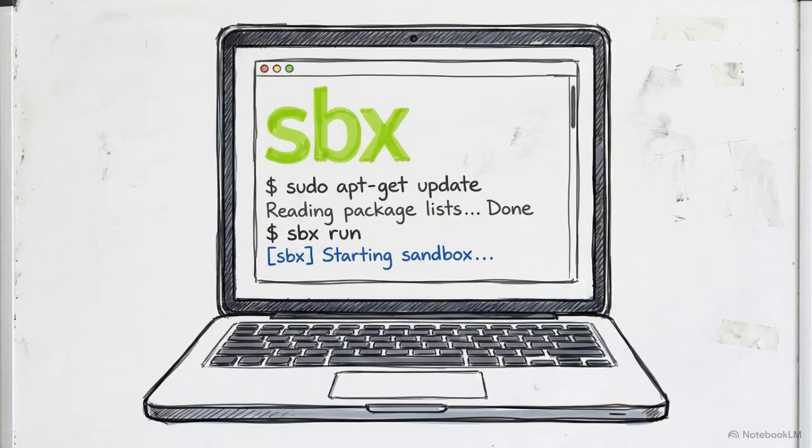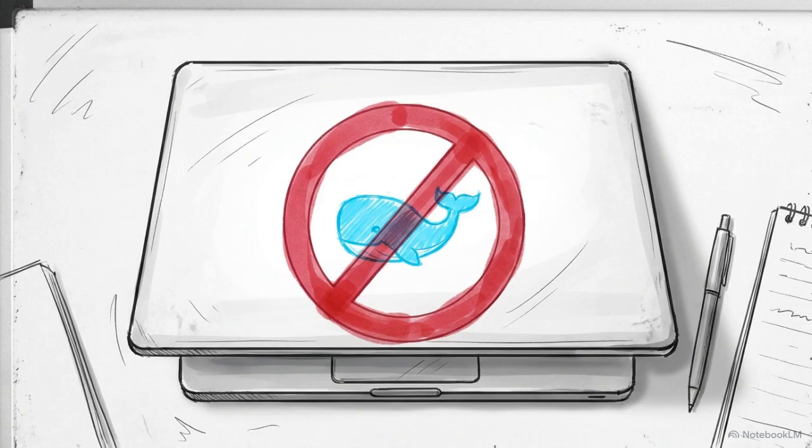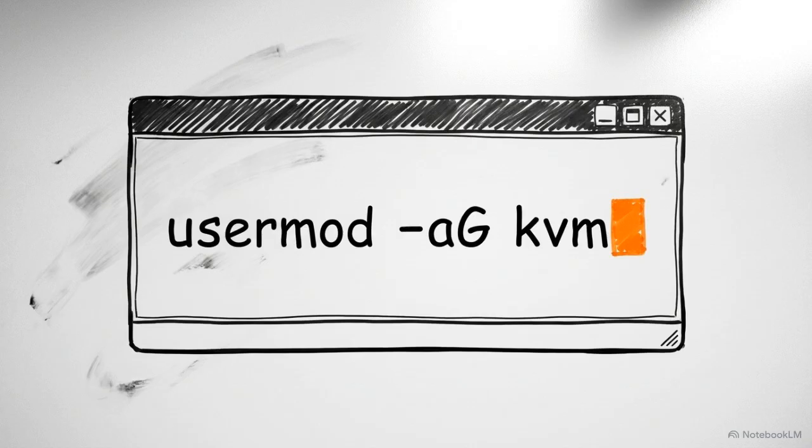First, download and install the standalone SBX command line interface for your operating system. This is a standalone tool. It does not require Docker Desktop to be running on your machine to manage the sandboxes. For those on Linux, ensure your user profile is added to the KVM group. The microVM requires hardware virtualization access to boot.